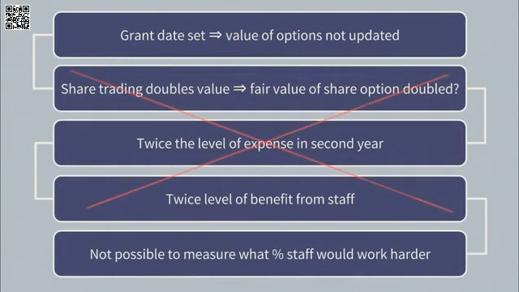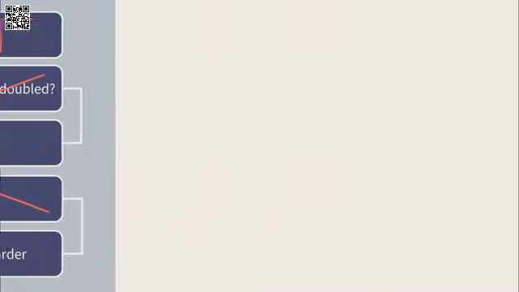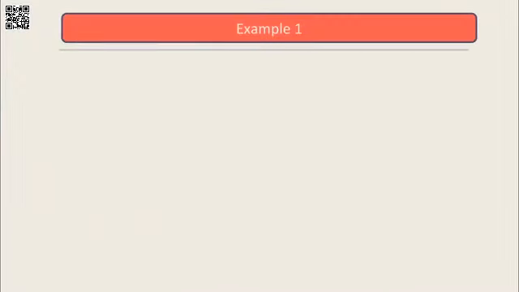Therefore, to avoid these ambiguities, the measurement is made at the grant date, and the value of the option is kept static, and it is not updated throughout the vesting period. Let's now see these mechanics in operation with an example.